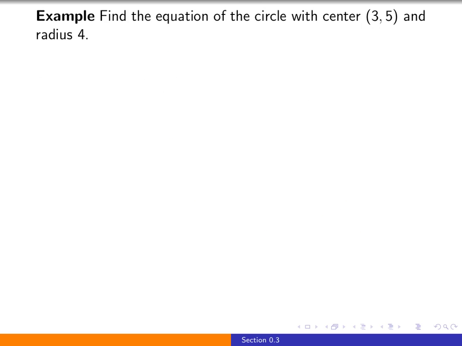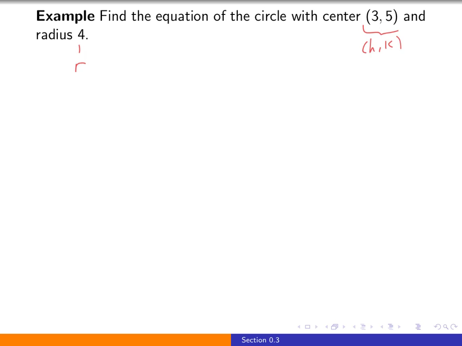So a very common question: write down the equation of a circle with a given center and a given radius. So to make the comparison to the previous formula, the 3, 5 is playing the role of the center h, k, and the radius is 4.